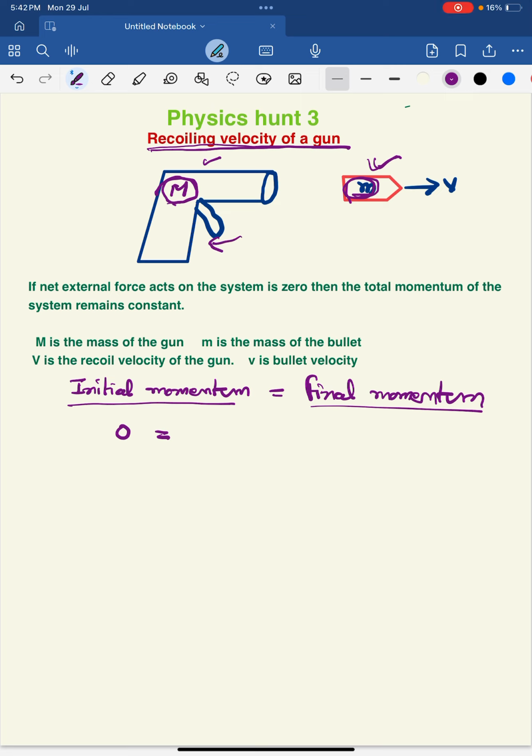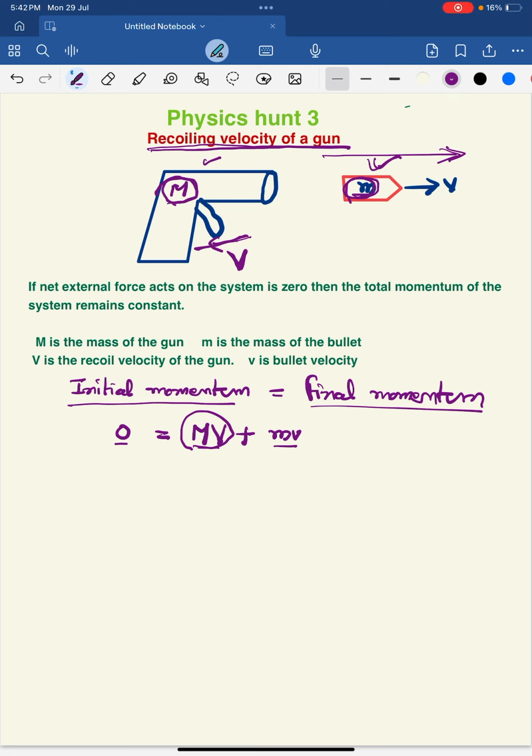Now if I apply some external force to fire the gun, the recoiling velocity capital V acts in the backward direction. Whenever the recoiling velocity of the gun acts backward, the bullet moves with velocity small v in the forward direction. We know the mass of the gun is capital M and the recoiling velocity is capital V, plus after firing the mass of the bullet is small m and its velocity is small v. So the initial momentum is 0, and the final momentum is capital MV plus small mv.